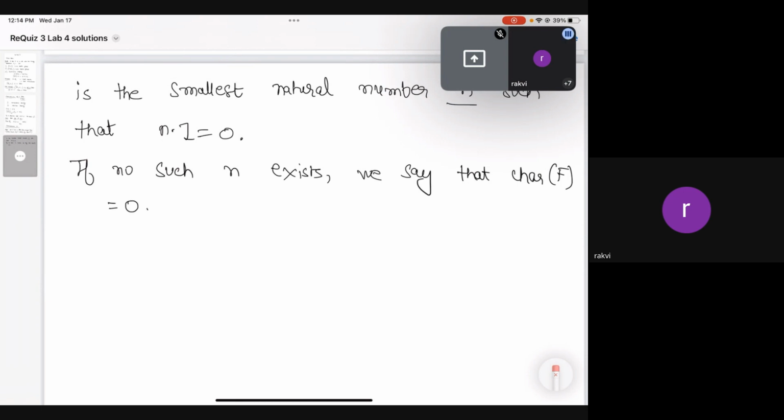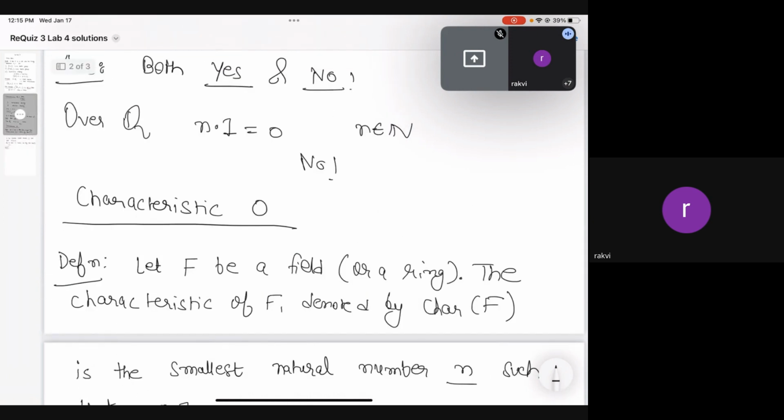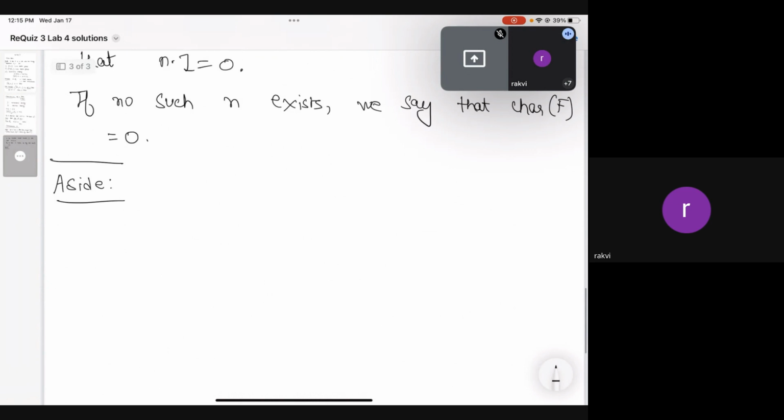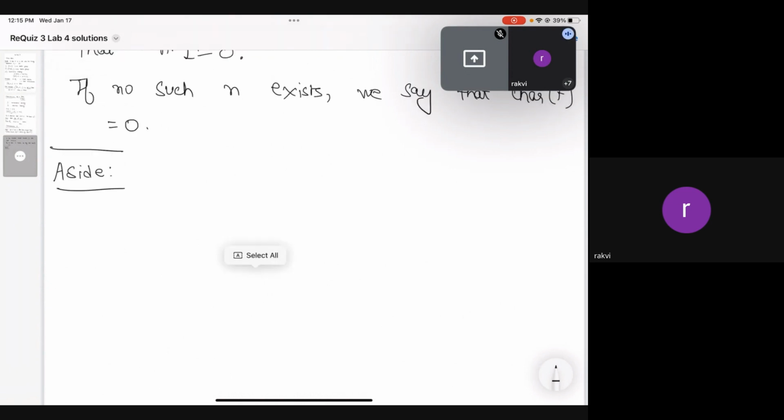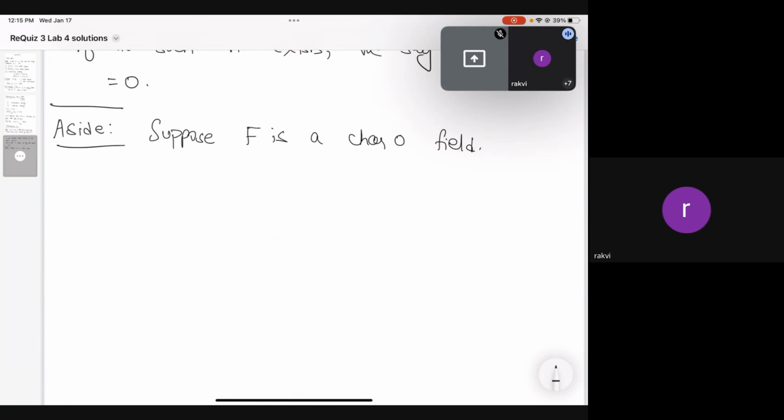Just an aside. We just saw an example of a characteristic 0 field, Q, the good old rational numbers. These are characteristic 0 fields. But are there others? Suppose F is a characteristic 0 field. Then what can I say about F? It's a vague question, a vast question. What can I really say about F? But here is one quick observation.